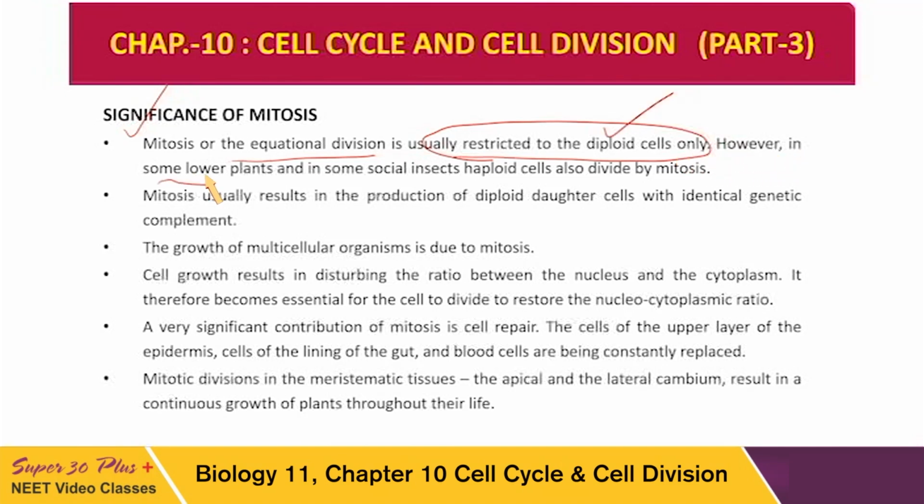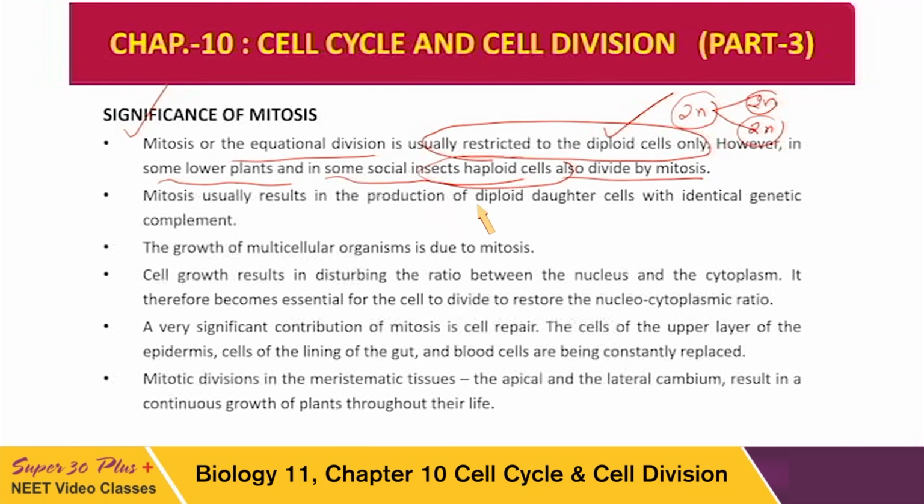However, in case of lower plants and some social insects which have only haploid number of chromosomes, they also divide by mitosis. You got it now? Mitosis is usually found in diploid cells. The number of chromosomes in a diploid cell will be 2n, and in the daughter cell also it will be 2n. In case of lower plants and some social insects, it is found in haploid cells also.